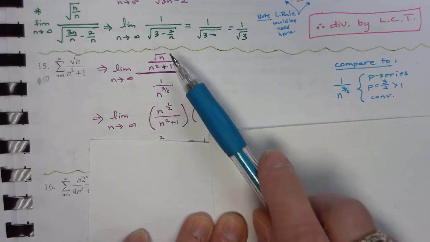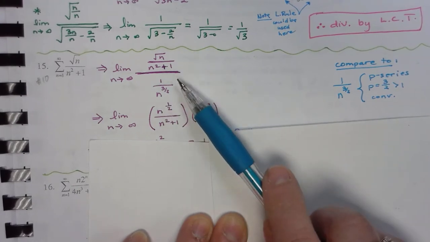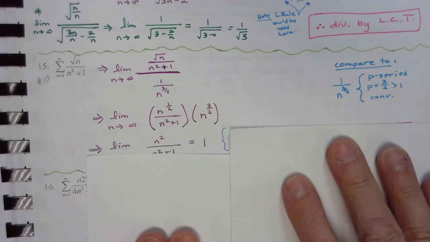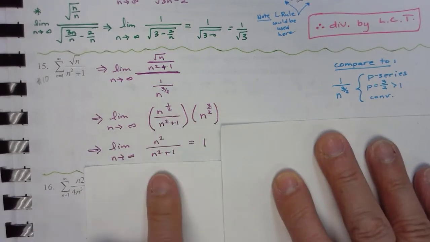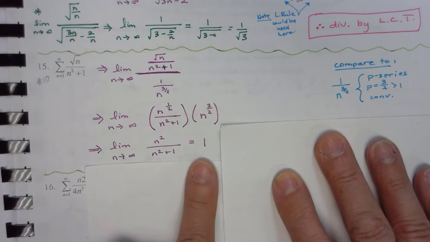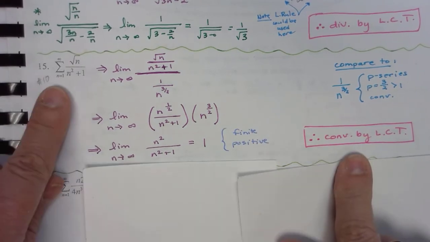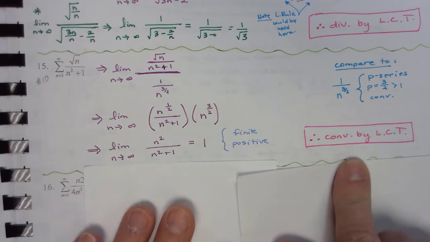This is n to the 1/2 over n squared plus 1 divided by 1 over n to the 3/2, which means times n to the 3/2. We get n squared on top over n squared plus 1. And that limit is 1, which is finite and positive. So this series converges by the limit comparison test.